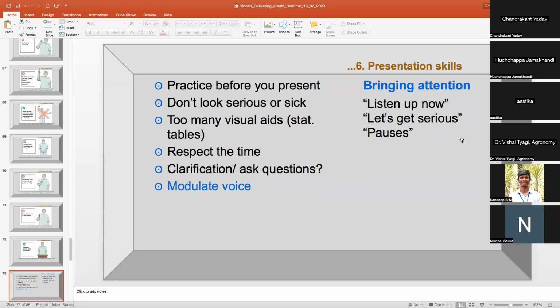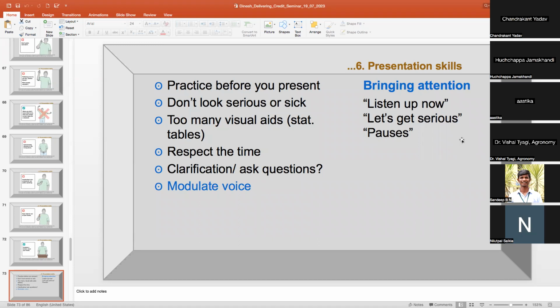Now you are talking to the people. So best is practice before you present. Don't look serious or sick. When you present, don't look serious, look lively, and not over lively also. Too many visual aids should not be used.